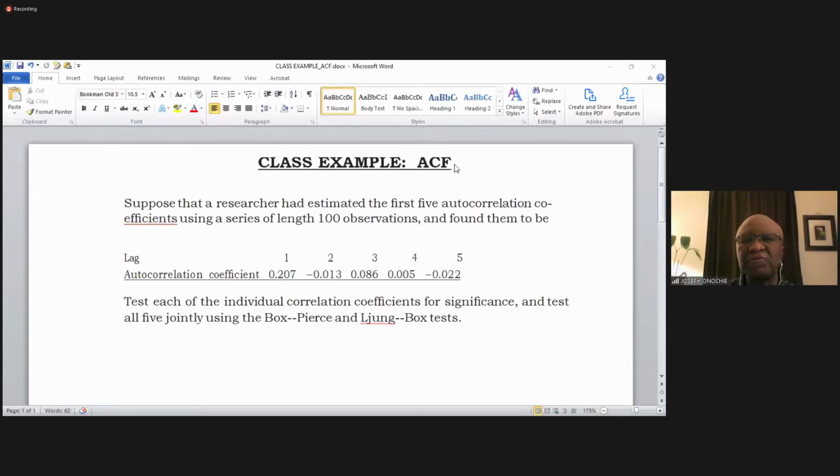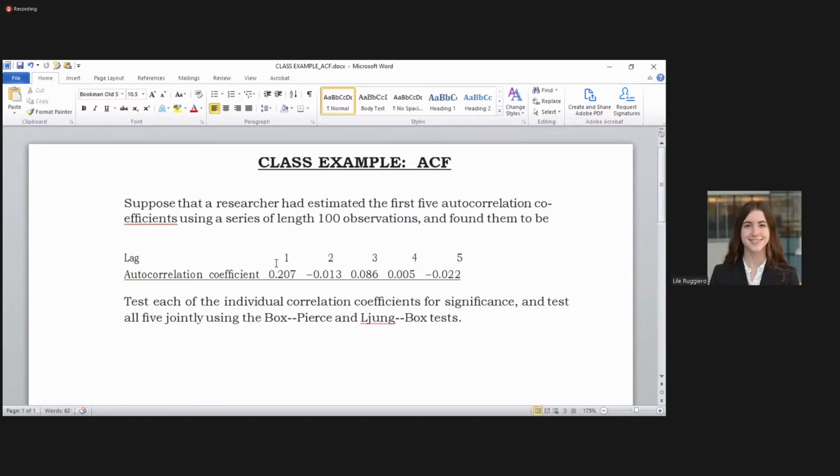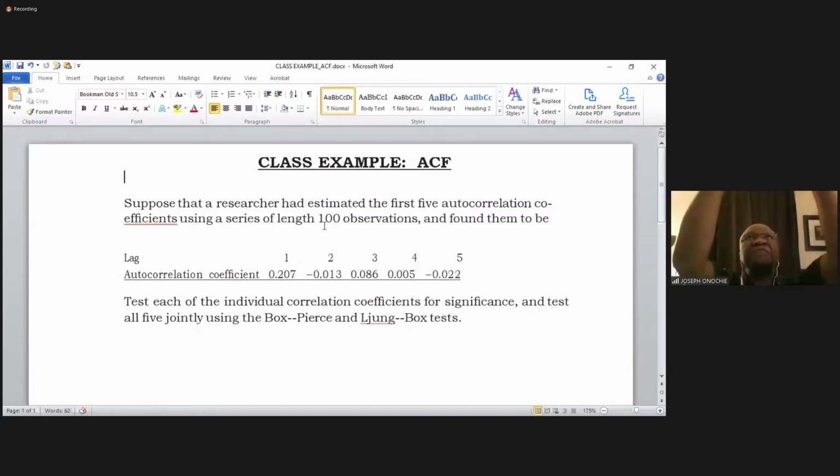All right, so what are we going to do here? Look, it says, suppose that you and I, researchers, have calculated the first five autocorrelation coefficients at the first 5 lags using a series of 100 returns. Are you with me so far, everybody? Okay, so our observations are 100, maybe 100 months or 100 days.